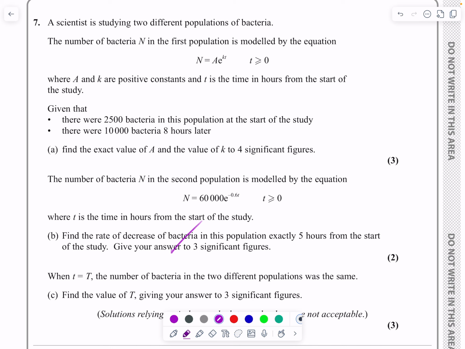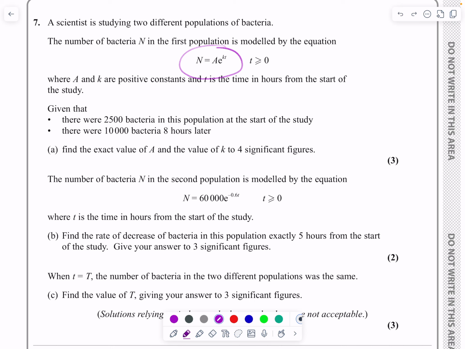But let's look at the question. So it says, scientists are studying 2 different populations of bacteria. So we've got 2 different functions. We've got this for part A and then this one for part B. Well, we're looking at part A. So if we're looking at part A, N is Ae to the kt.